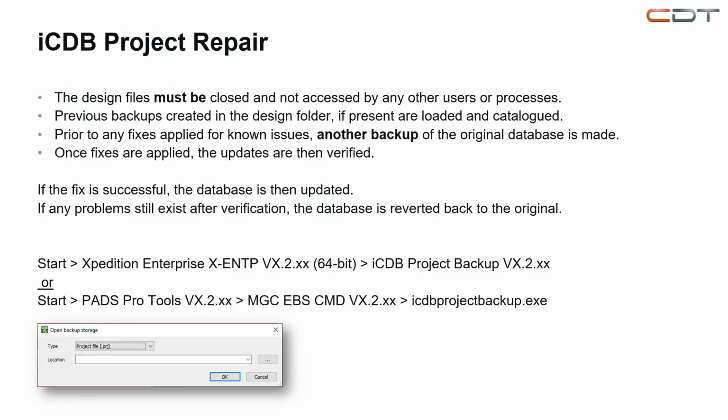To run it, you can use your Windows Start menu, and in the catalog you will go to Xpedition Enterprise version depending on your release, and there will be a separate icon for iCDB project backup. In PADS Professional it's a little bit different. You need to run the mgc ebs command or Siemens EBS CMD command with the according version, and type in the iCDB project backup.exe command, hit enter, and you will see the small window that's shown up in the bottom of my screen now.